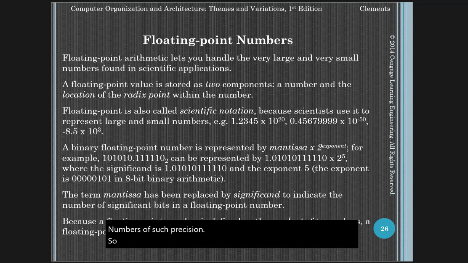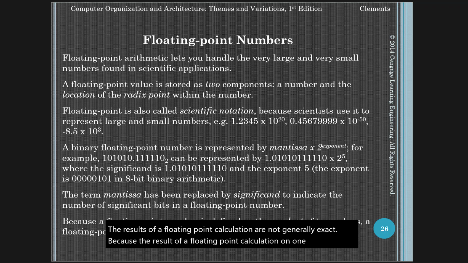So unlike integer arithmetic, the results of a floating point calculation are not generally exact, because the result of a floating point calculation on one chip may be different to the result of a floating point calculation on another. So floating point arithmetic does not always yield exact answers. We'll talk a little bit about the pitfalls that programmers need to be aware of.